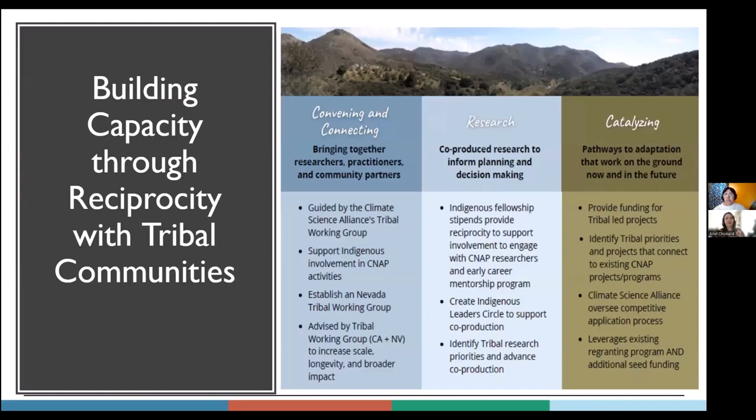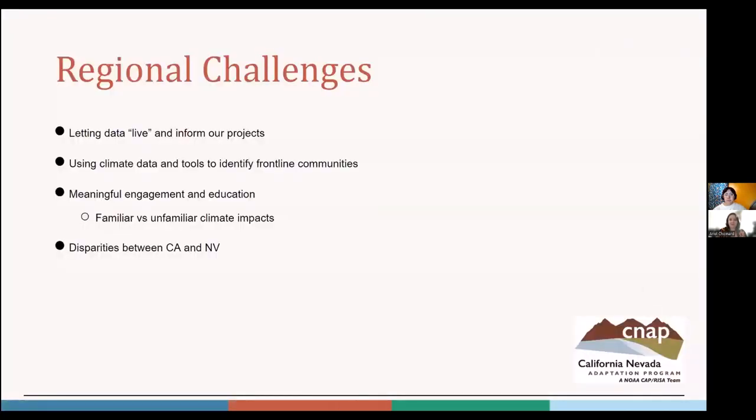Thank you. So this is our Small Grants project, which is building capacity through reciprocity with tribal communities. So we, through the Climate Science Alliance's Tribal Working Group, this supports Indigenous involvement in CNAP activities by identifying tribal research priorities and centering the co-production of that research through fellowship, compensation for Indigenous science consultants, and funding for tribal-led projects. This brings together researchers and partners to engage frontline and historically excluded communities to address community-identified local adaptation challenges and solutions. And all these projects recognize the critical importance of incorporating local and traditional knowledge in the project processes, outputs, and outcomes. And then I think, yeah, my last slide, please.